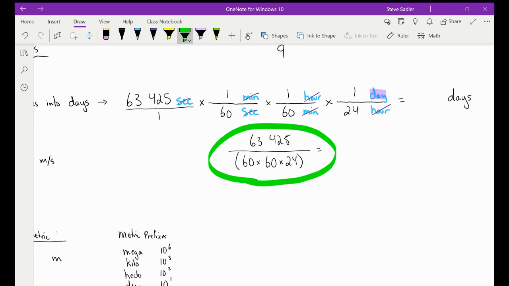And I had an answer, but I will recalculate because I can't remember. 63,425 divided by 60 times 60 times 24. So that comes out to be 0.73 days. There's a little bit more there, but that's okay. Does that make sense? That was quite a big one. But hopefully that makes sense. So just following the units first and then filling in the numbers.